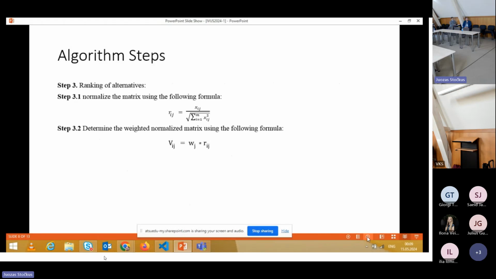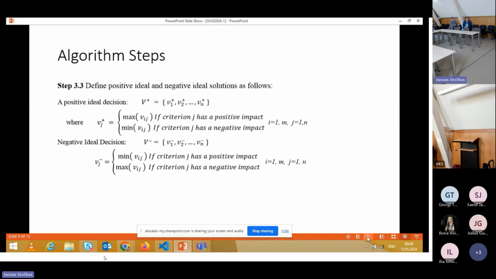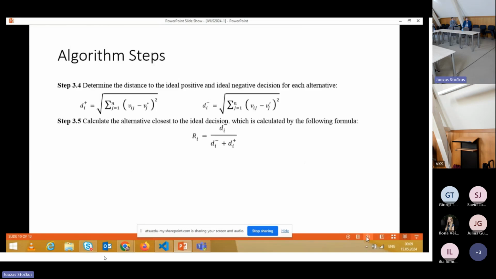Step 3.1 is to normalize the matrix using the following formula. Step 3.2 is to determine the weighted normalized matrix using the following formula. The next step is to define positive ideal and negative ideal solutions as follows. Step 3.4 is to determine the distance to the ideal positive and ideal negative decisions for each alternative. And the final step is to calculate the alternative closest to the ideal decisions, which is calculated by the following formula.